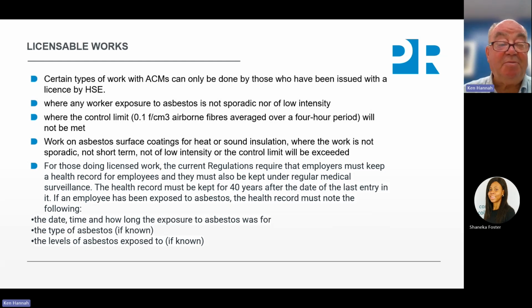Now, you can see what I mean about it being circular and complicated, so just rely on your R&D survey. If in doubt, get an asbestos-approved contractor. The best place to find one is the Association of Asbestos Removal Contractors, ARCA, and they keep a register so that you can check which contractors are competent in your area. And they will provide you with the date and time, how long the exposure was, the type, and the levels of asbestos.